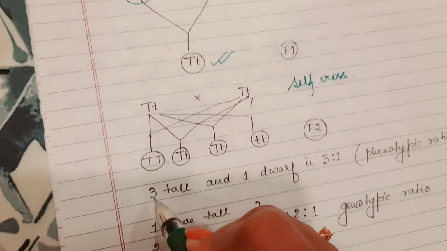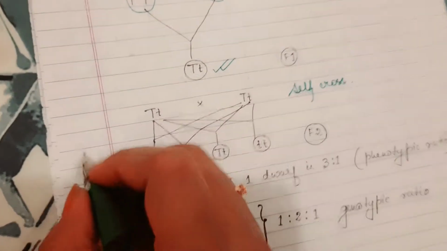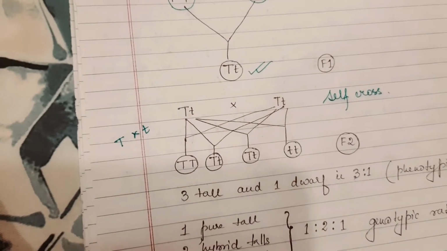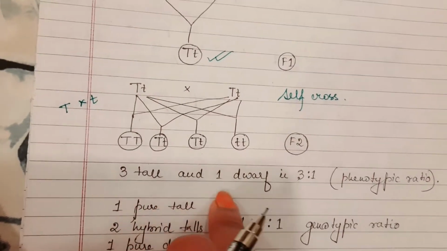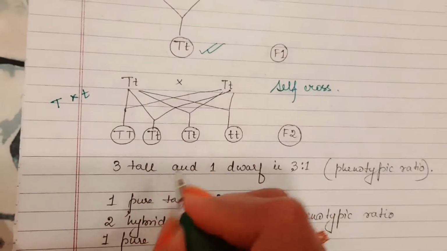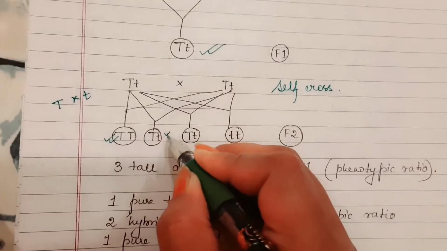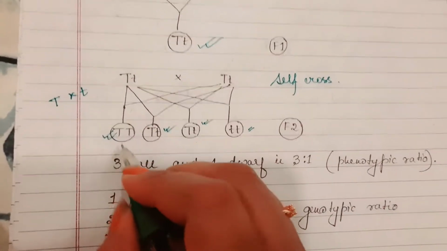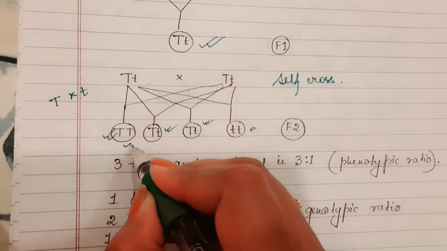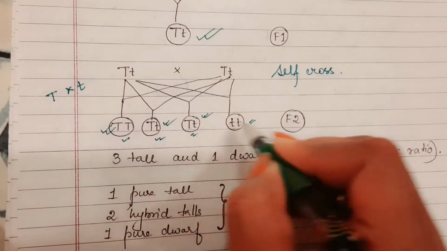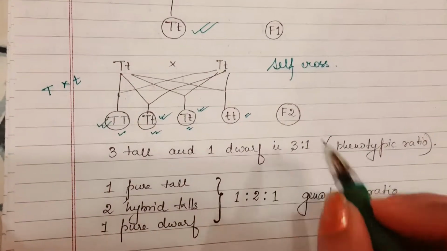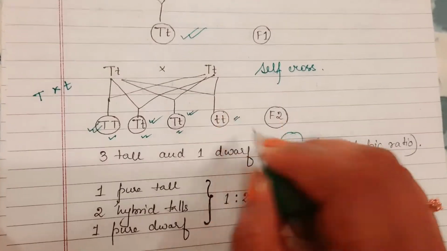Self-crossing yields what? What type of gametes will be formed here? Capital T and small t, isn't it? There is no mix. And what do you get in F2? 3 tall and 1 dwarf in the ratio of 3:1. This is tall, this is tall, this is tall, and this is the only dwarf plant. Yes, see, this is homozygous. These two are heterozygous, and this is again a homozygous recessive. Correct? See, 3 tall and 1 dwarf plant in the ratio 3:1.